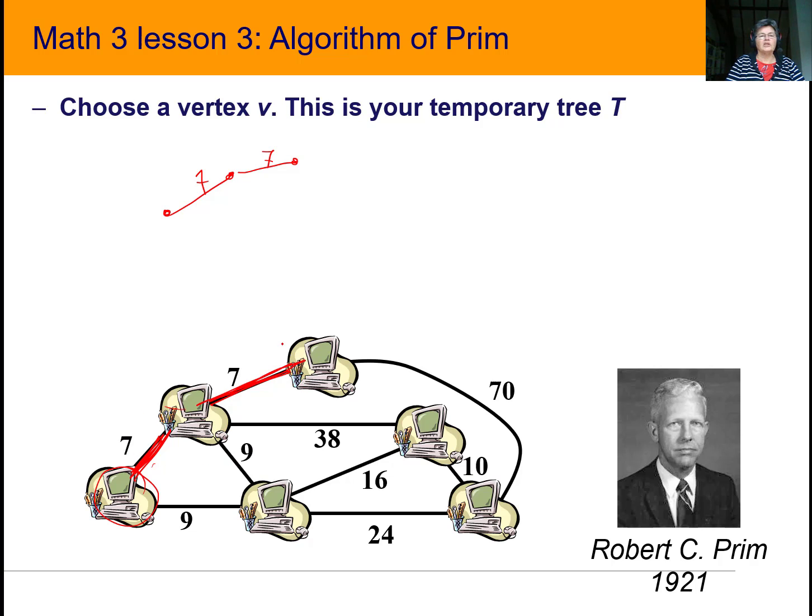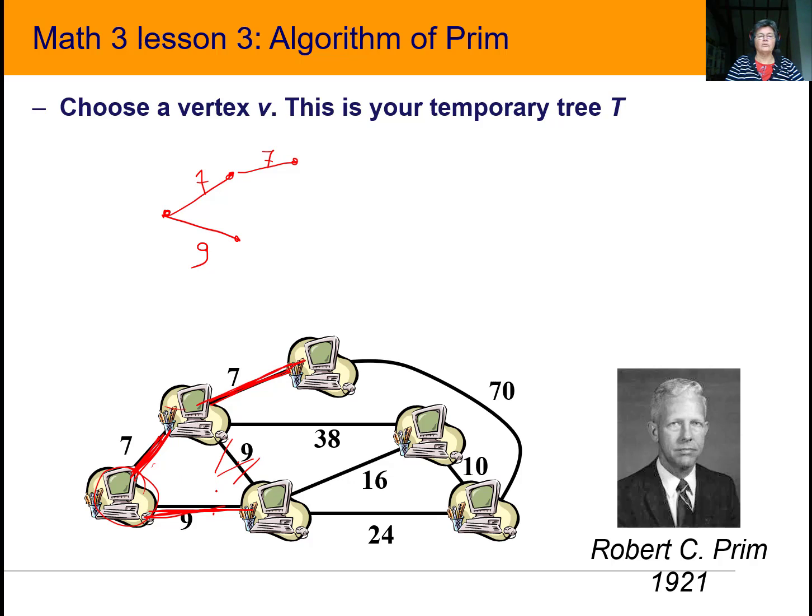Okay, then we can expand this tree, but it has to be connected with one vertex outside of this tree. So that could be this 9 or that 9. Now, let's take this 9 again. And again, we can extend. This 9 is out, because now we see this 9 will go to a computer we already used, so that's not allowed.